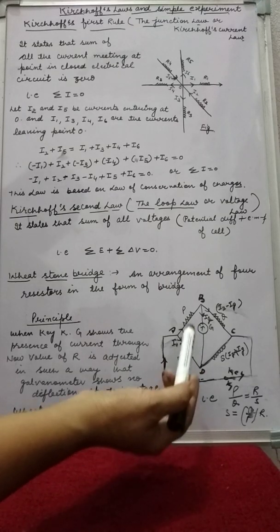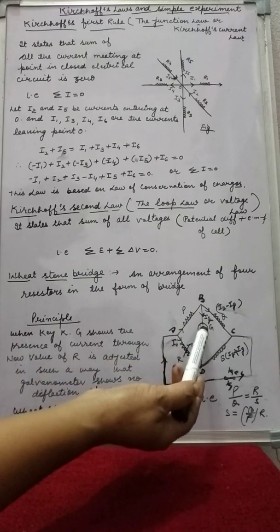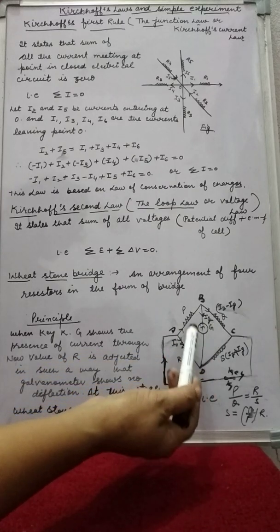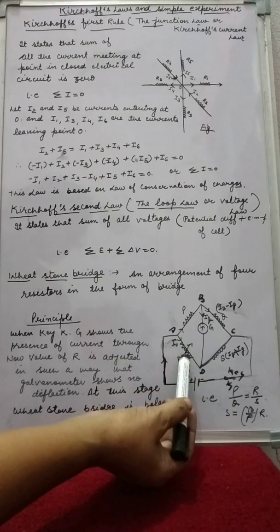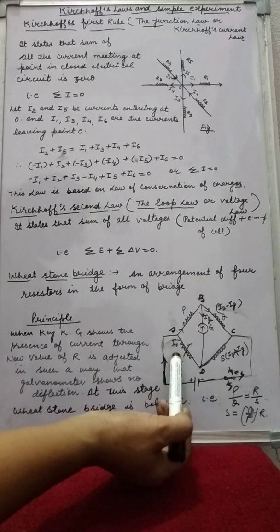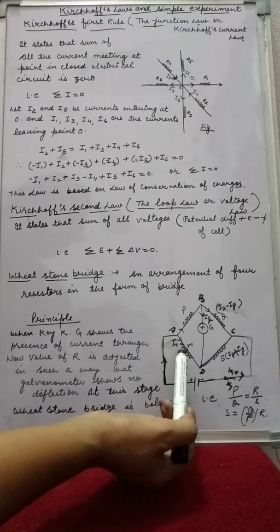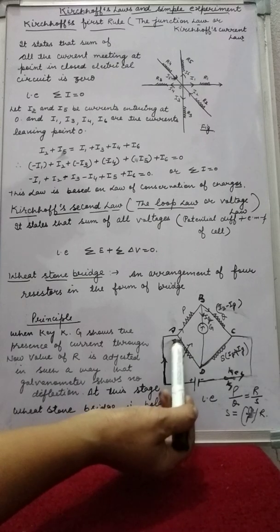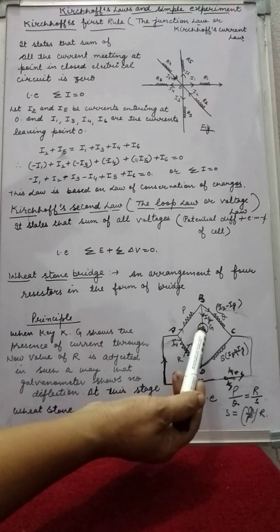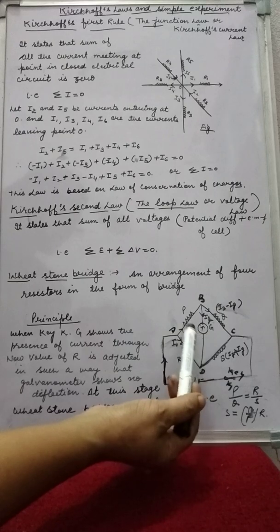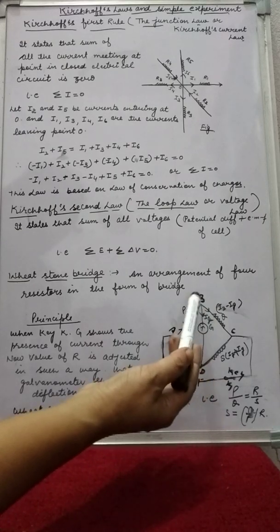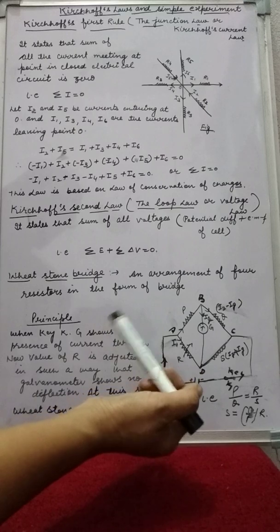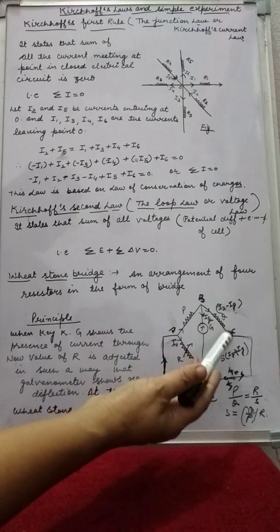The value which gives no deflection in the galvanometer. What is a resistor? It opposes the flow of current. So when we put a resistor, we have to adjust that value of the resistance which gives no deflection in the galvanometer. And when the galvanometer shows zero deflection, at this stage the Wheatstone bridge is balanced.